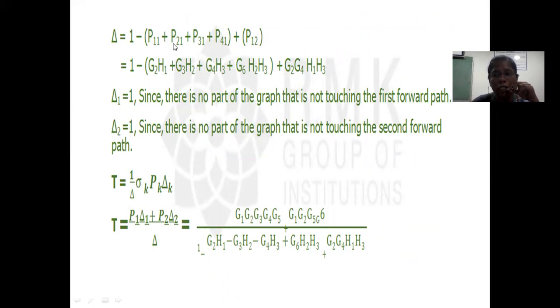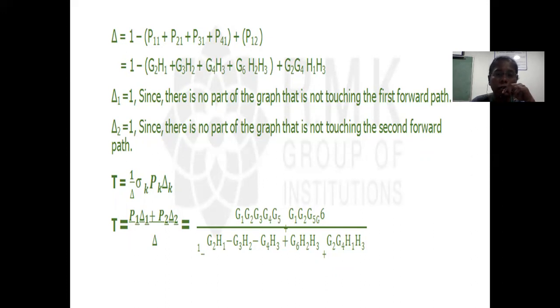After finding all these things, we have to substitute everything in the formula in order to get the transfer function. So you know that the transfer function is 1 by del, summation of Pk into del k. When we expand this formula, it is P1 del 1 plus P2 del 2, divided by del, because the number of forward paths is 2. As we already found P1, P2, del 1 and del 2 values are 1, and the del value also we found. So substituting everything, we will get the transfer function of the given signal flow graph, right?